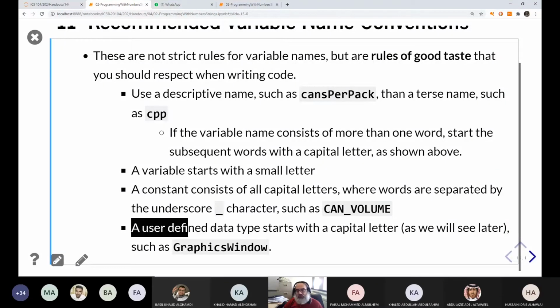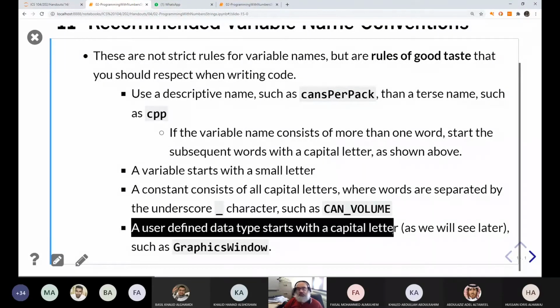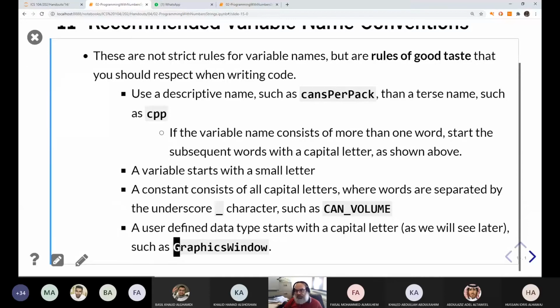Finally, a user-defined data type starts with a capital letter. Of course, we will not deal with user-defined types until chapter 9, but usually if you see a word that starts with a capital letter and the rest are small, and if it's more than one word, the first letter of each subsequent word is capitalized, then you would realize that this is a user-defined type.